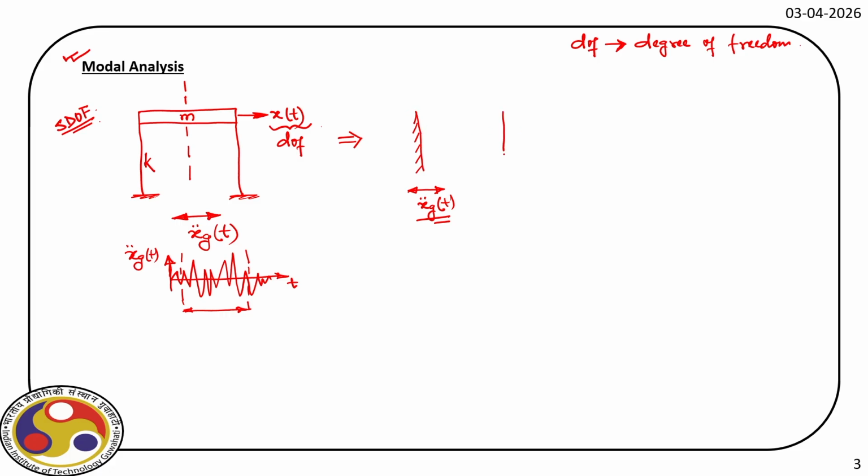Now, we have a mass M that vibrates in the lateral direction. So this is M. The movement is defined by this x of t, and the structure has a lateral stiffness due to the columns. Say this is K1, and collectively they offer K as the stiffness.